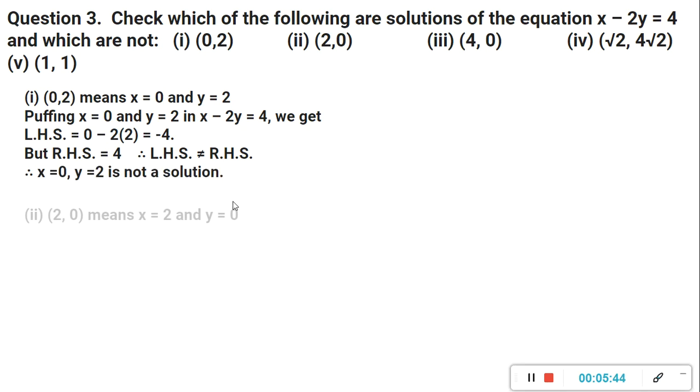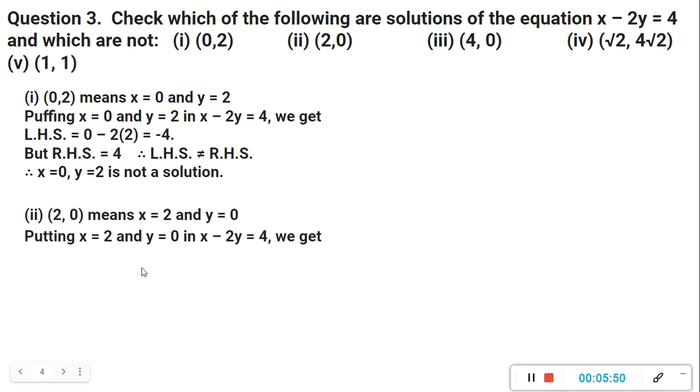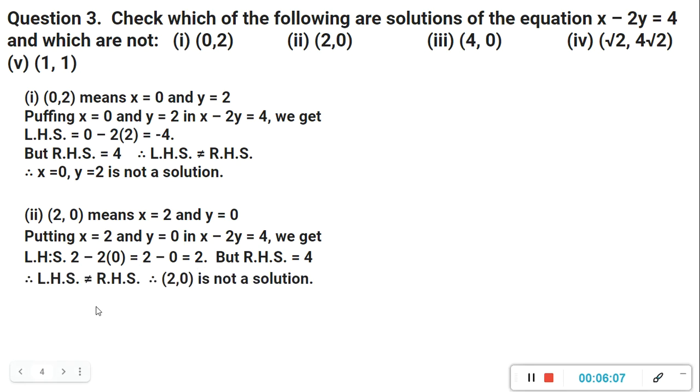Now we can take the second one. (2, 0) means the value of x is 2 and y is equal to 0. Now putting the values in x minus 2y is equal to 4, that is 2 minus 2 into 0. So what we get in the LHS is 2. 2 minus 0 is equal to 2. But what is given in the RHS? 4. So this is also not correct because LHS is not equal to RHS.